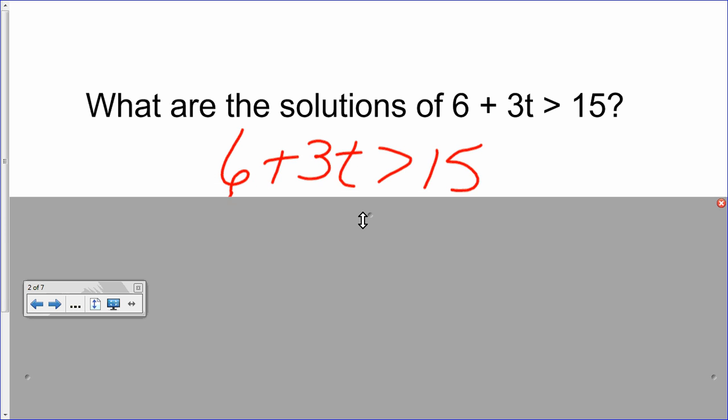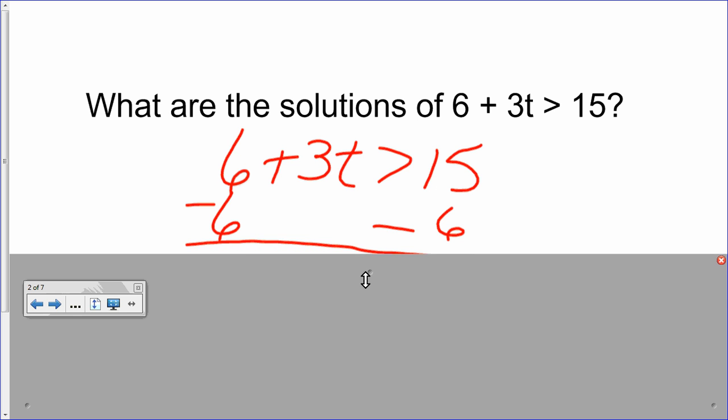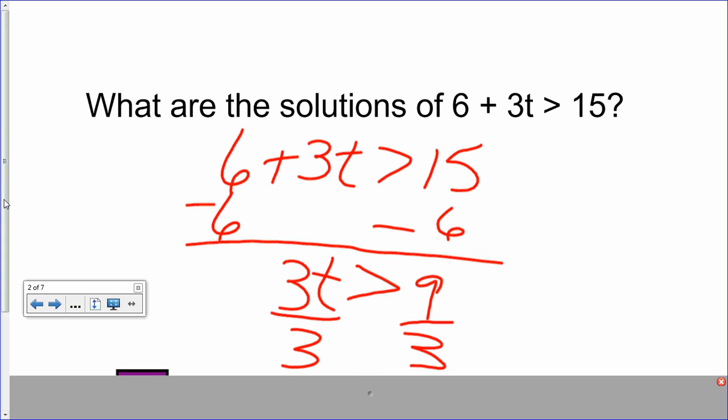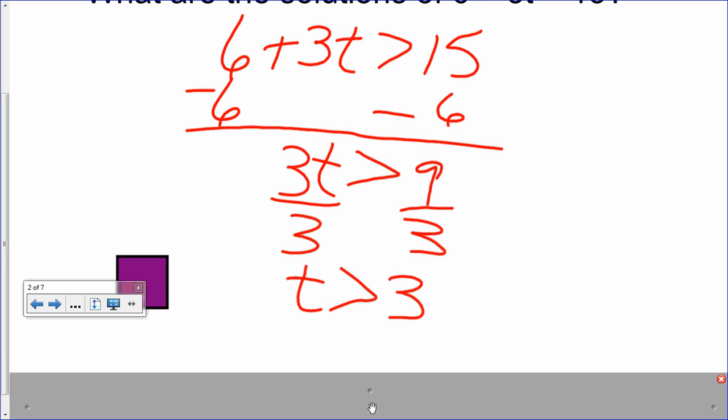Well, your first step is to rewrite the inequality. We want to get t by itself, so we're going to subtract 6 from both sides. We end up with 3t is greater than 9. We still need to get t alone, so we're going to divide by 3. And we have t is greater than 3 is our answer.